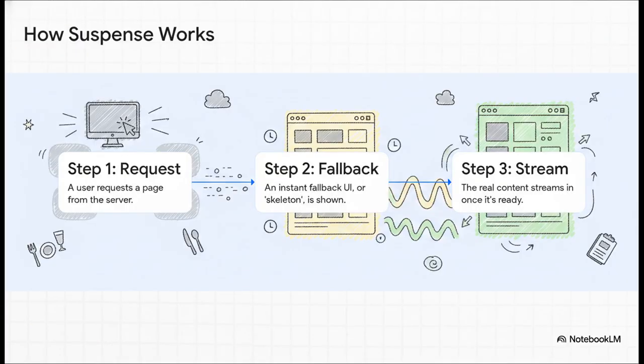The best way to think about it is like going to a restaurant. A bad restaurant makes you wait until your entire 3-course meal is cooked and ready before you get anything. A good one, they bring you drinks and appetizers right away. That's Suspense. A user requests a page and, boom, they instantly get a fallback, a skeleton layout. Then the actual content just streams in as it's ready.